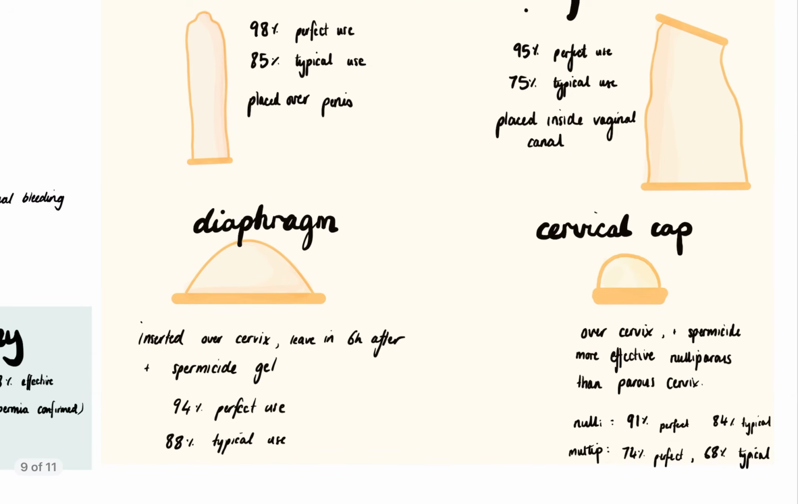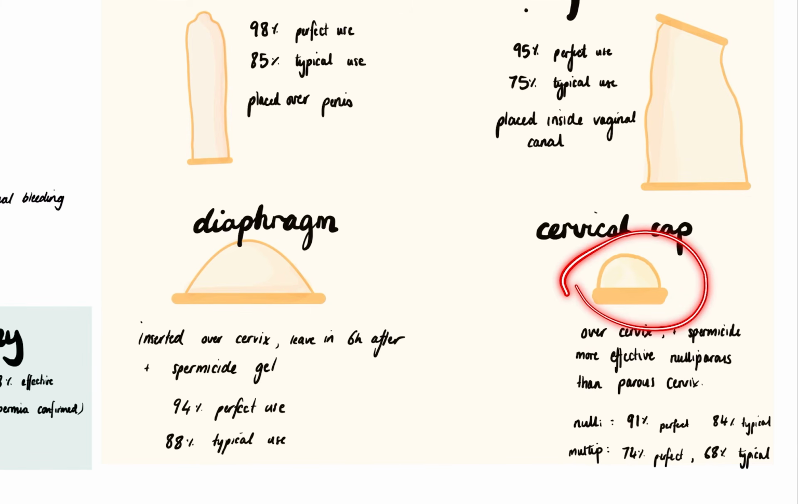Then we also have things like a diaphragm, which is a large plastic item which is placed internally. It's inserted over the cervix in the posterior and anterior fornices, and it's also coated in a spermicide gel. It needs to be left in for 6 hours after intercourse in order for the spermicidal gel to do its thing, and also so that the sperm can be naturally obliterated in the hostile vaginal environment.